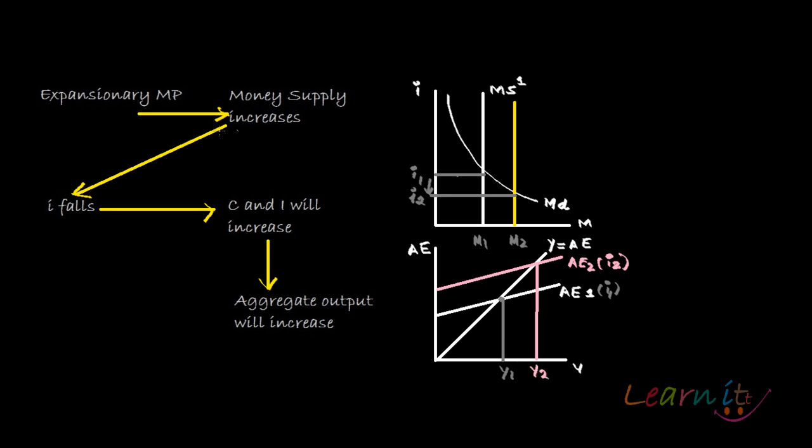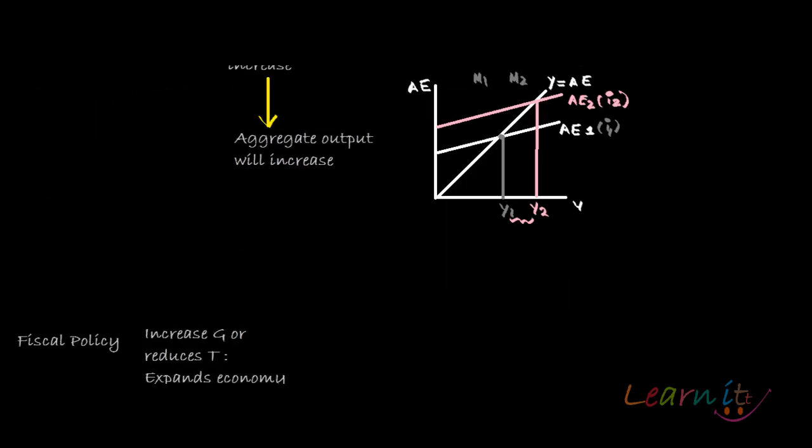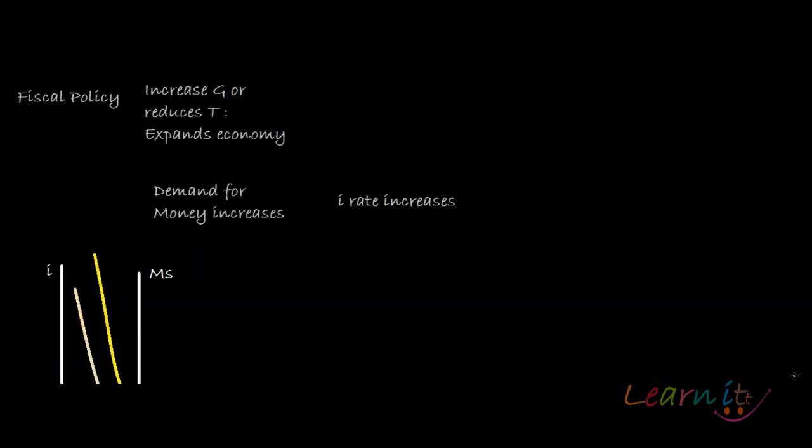So expansionary monetary policy has affected interest rates and it has also affected output. What about expansionary fiscal policy? Expansionary fiscal policy would also affect output as well as interest rates. So the immediate effect of expansionary monetary policy is on interest rates, and the indirect effect is on output.